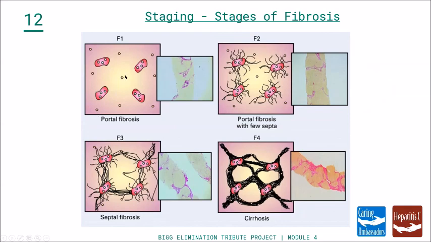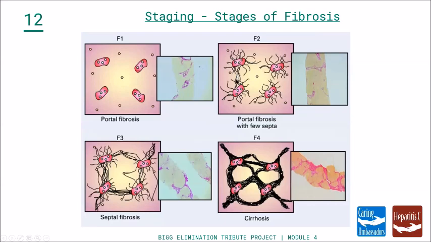So when somebody has stage 1 or F1 disease, they just have a little bit of scarring right here in the portal triad. So you can see some scarring here and here and here. In stage 2, they still have this scarring at the portal triad, but then they start to have small little wisps of scar tissue that begin to leave the portal triad. So you can see it's starting to kind of grow.